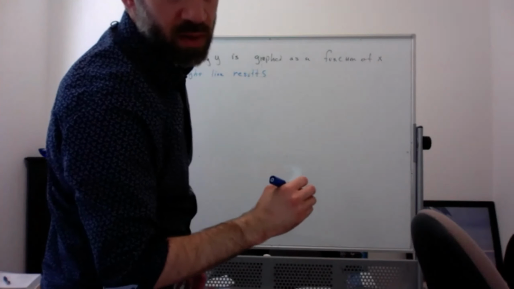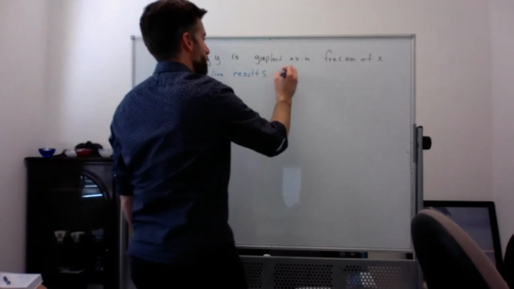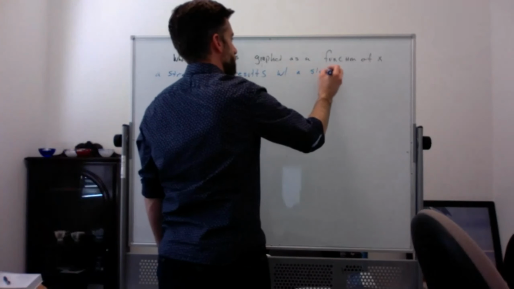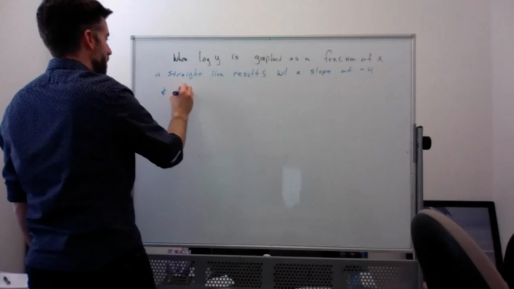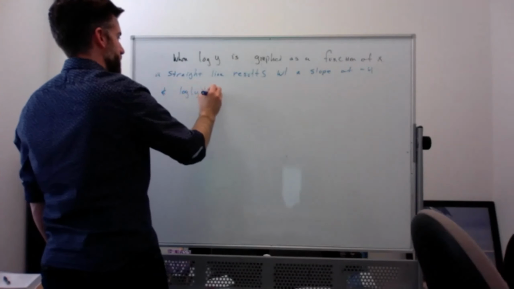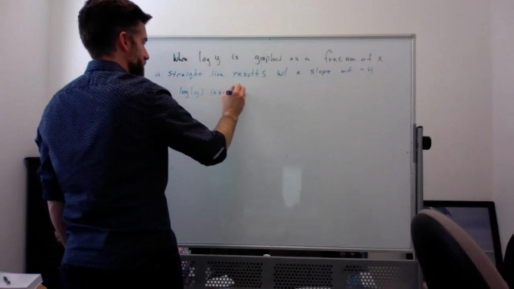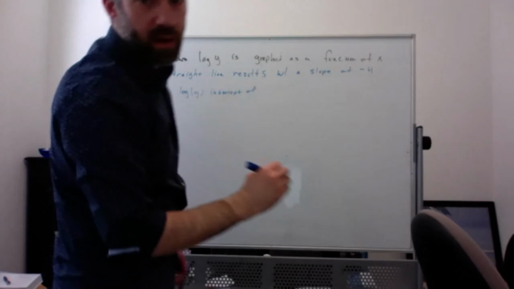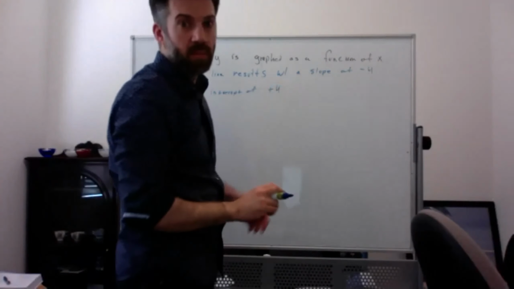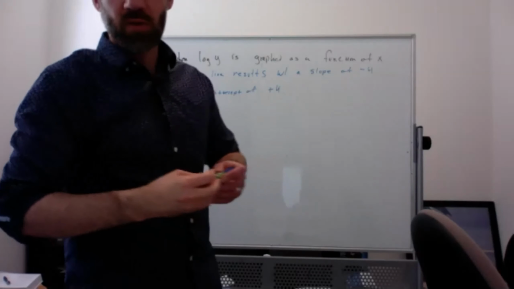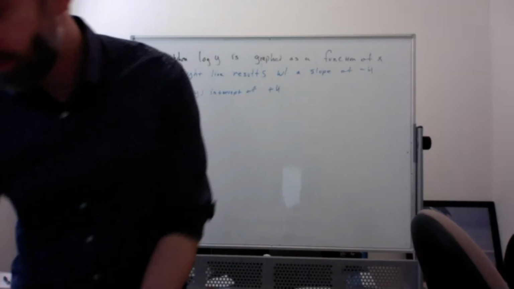A straight line results with a slope of -4, and a log of y intercept of +4. What is the original functional relationship?